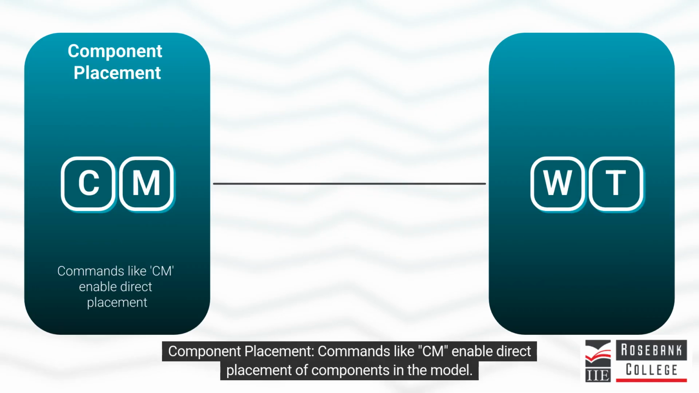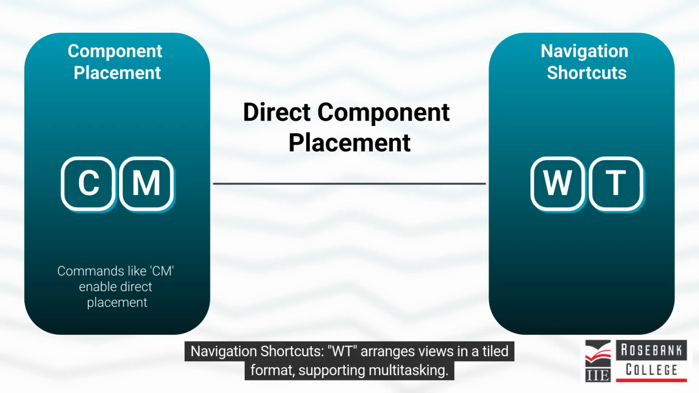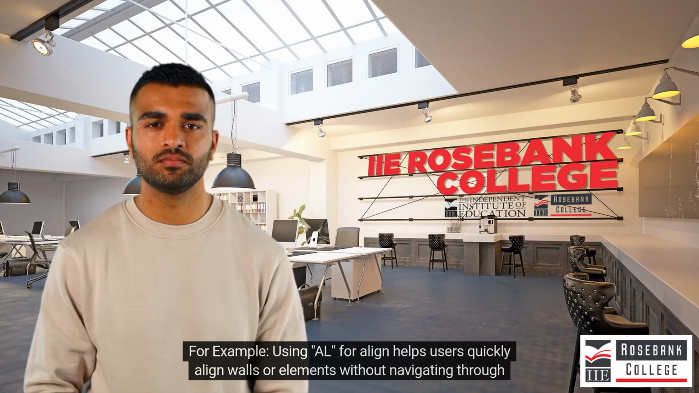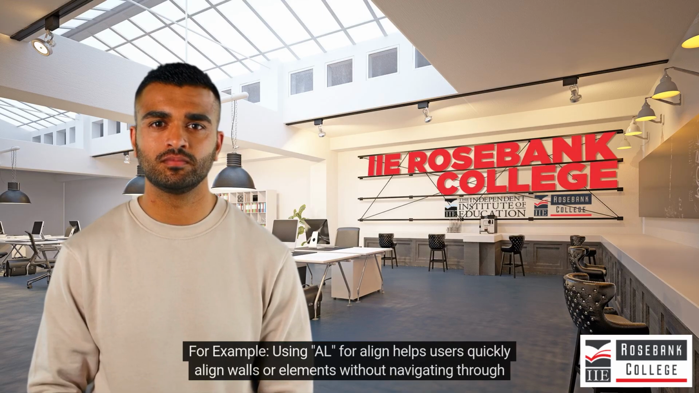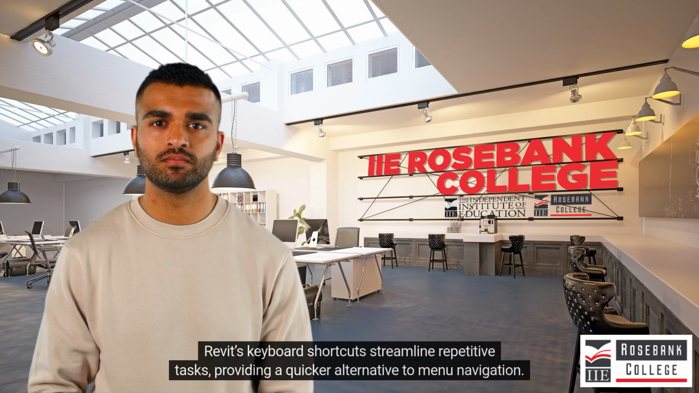Component placement, commands like CM enable direct placement of components in the model. Navigation shortcuts, WT arranges views in a tiled format supporting multitasking. For example, using AL for align helps users quickly align walls or elements without navigating through multiple menus. Revit's keyboard shortcuts streamline repetitive tasks, providing a quicker alternative to menu navigation.